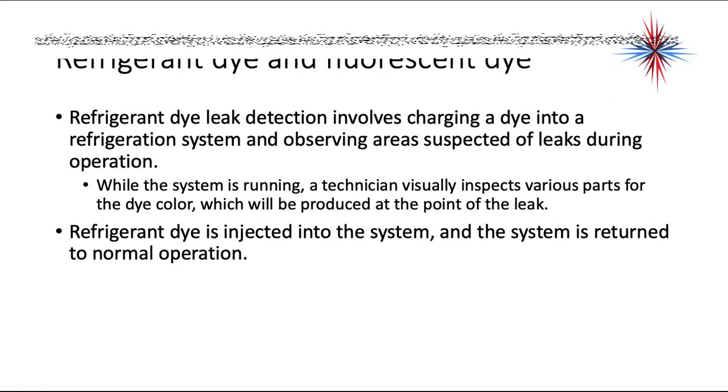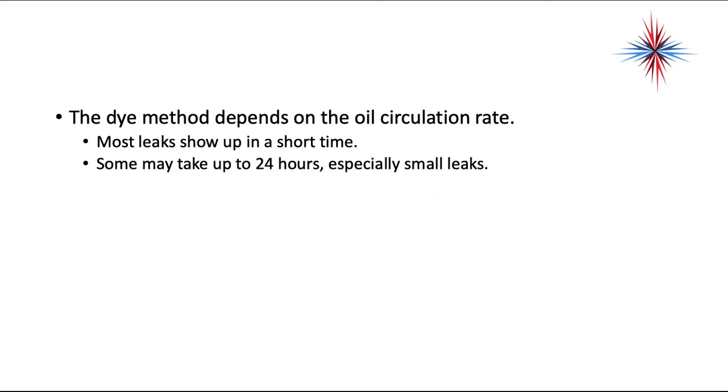Refrigerant dye leak detection involves charging dye into a refrigeration system and observing the area suspected of leaks during operation. While the system is running, a technician visually inspects the various parts for dye color, which will be produced at the point of the leak. Refrigerant dye is injected into the system and the system is returned to normal operation. The dye method depends on the oil circulation rate. Most leaks show up in a short time. Some can take up to 24 hours, especially small leaks.